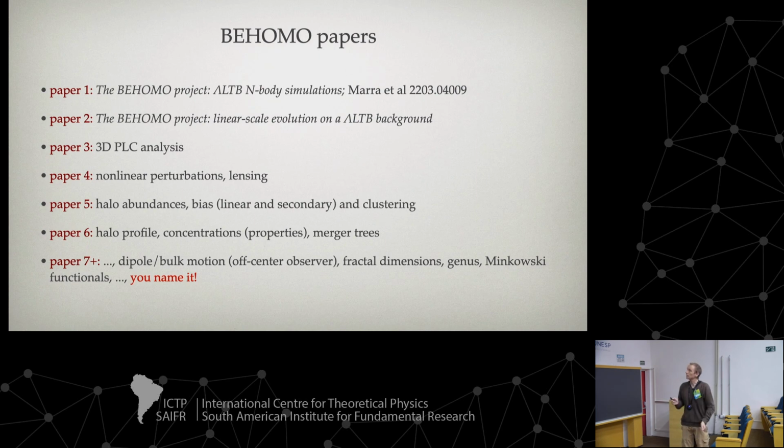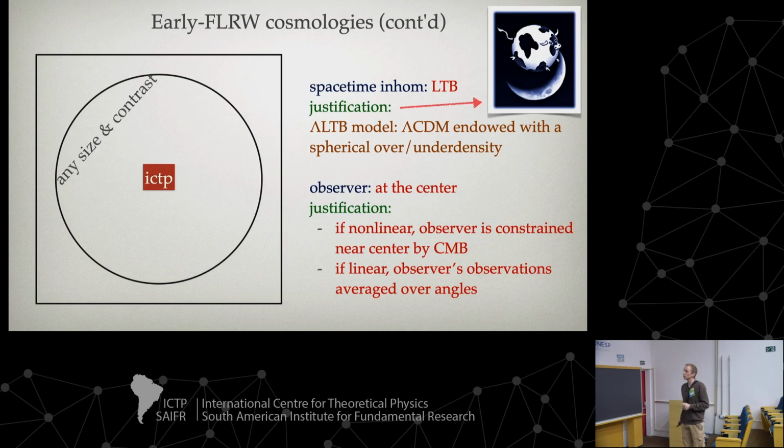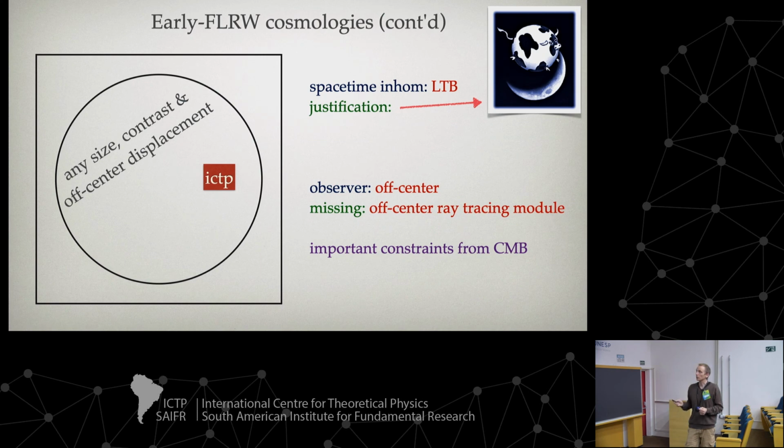Before concluding at the very last minute, just a future perspective, my take on inhomogeneous cosmology. I already talked about this. We are here at this moment. The second step is to allow for any size contrast and off-center displacement of the observer. So we would be here. Space-time will still be the same, still the spherical cow. But the spherical cow is not too bad, actually, because voids do tend to get spherical, for example. And halos are always modeled as spherical halos. So why not, right? It's not necessarily terrible.